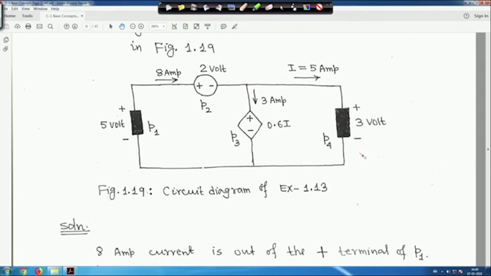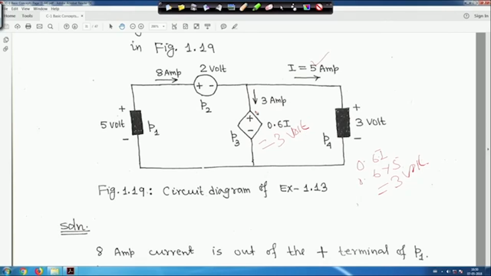So, 0.6 I is equal to, here I is 5 ampere. So, it will be 0.6 into 5, which is 3 volt. That means, for I equal to 5 ampere, the voltage of the dependent voltage source is equal to 3 volt, right, 3 volt.